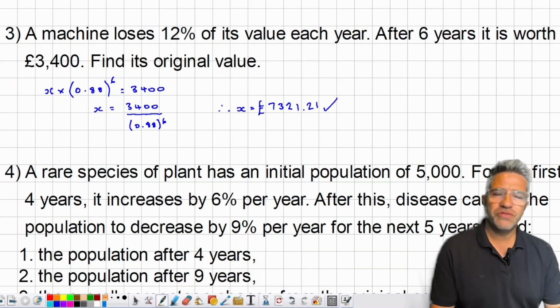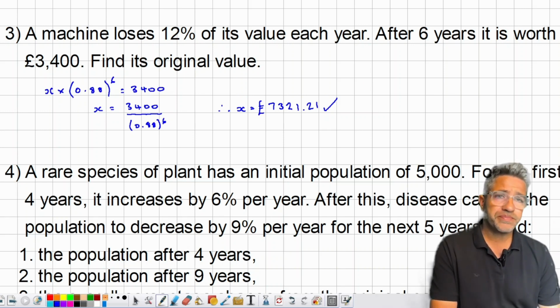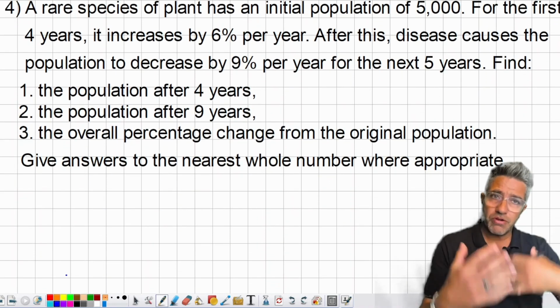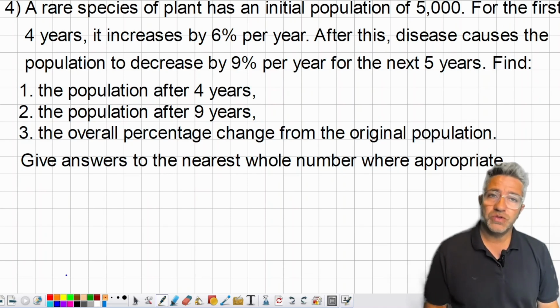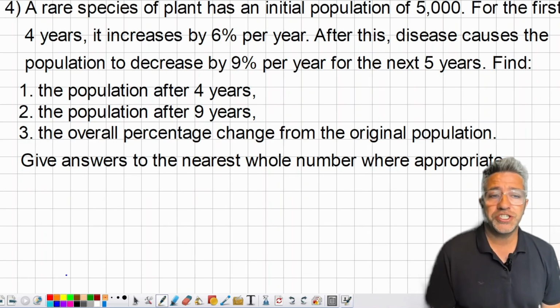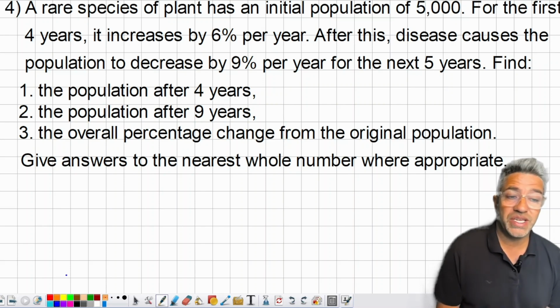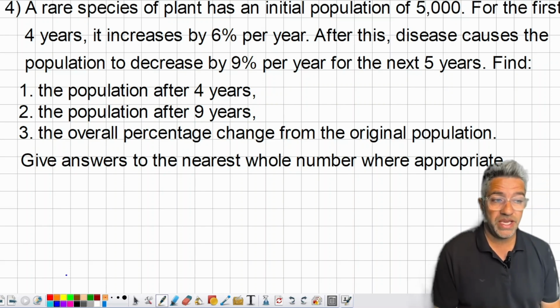Let's take a look at question 4. And remember, as always, we start at a relatively low level in each video and then gradually build up the difficulty as we move through our 4 questions. Here we go. A rare species of plants has an initial population of 5,000. For the first 4 years, it increases by 6% per year. After this, disease causes the population to decrease by 9% per year for the next 5 years.